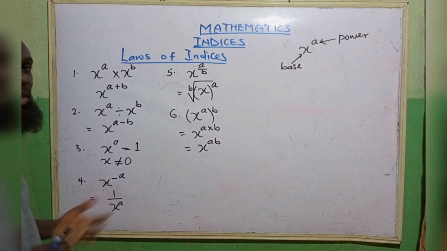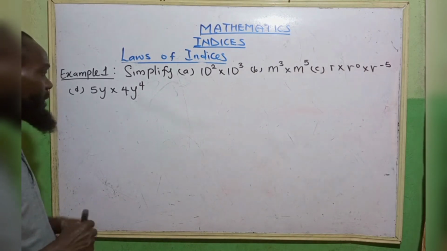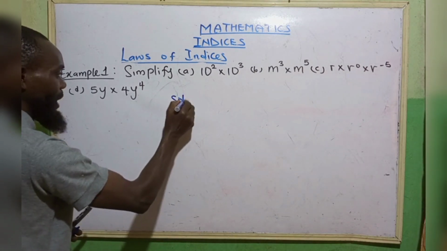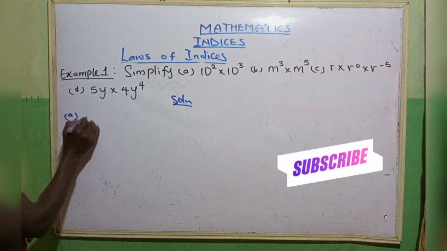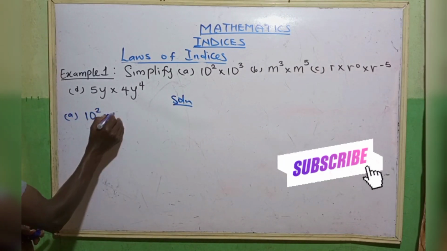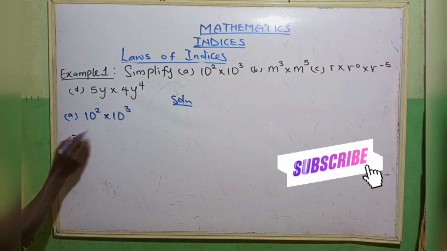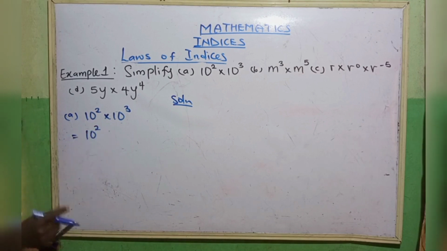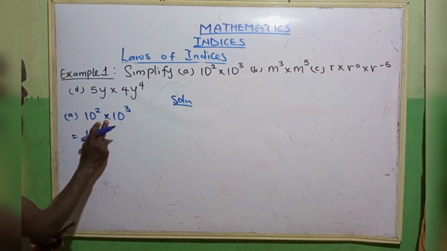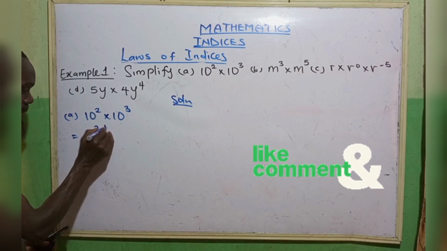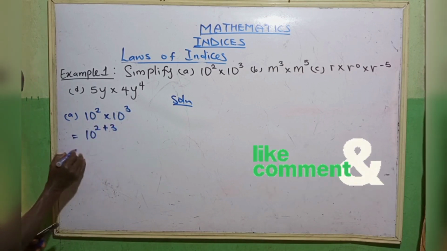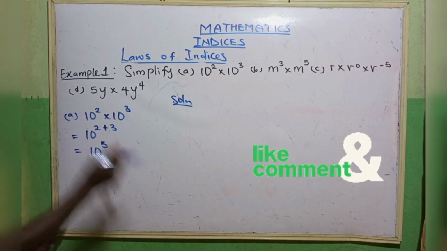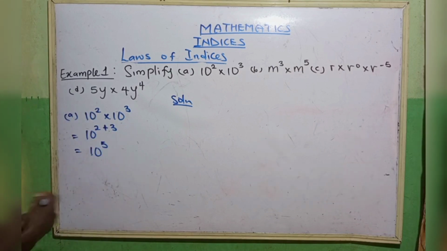Example 1 reads, simplify. The first one, we want to simplify. Question A, 10 raised to power 2 multiplied by 10 raised to power 3. Since the bases are the same, we pick one of the base, 10 raised to power 2. Don't forget the law of indices, law 1. This multiplication will change to addition at the power. Then you put your 3. So we have 10 raised to power 2 plus 3, we have what? 5. So 10 raised to power 5, you can write it or you leave your answer this way.